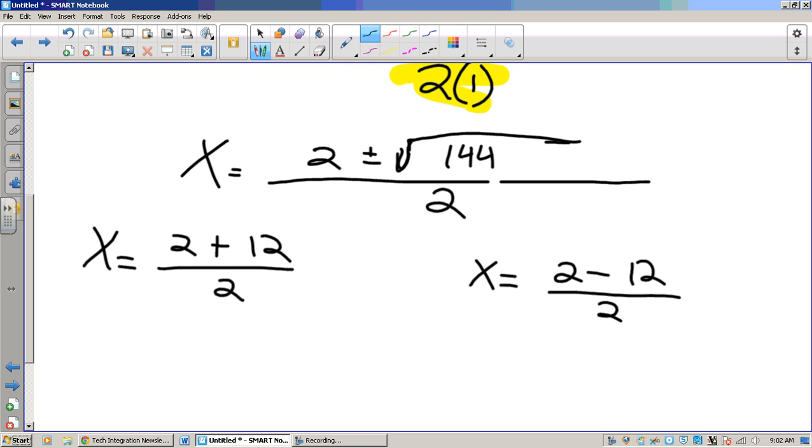So 2 plus 12 is 14 over 2, which is 7, so x equals 7. And then 2 minus 12 is negative 10 divided by 2, x equals negative 5.